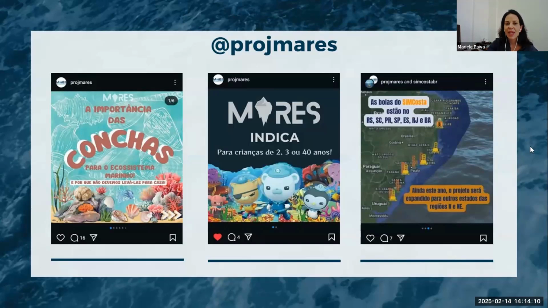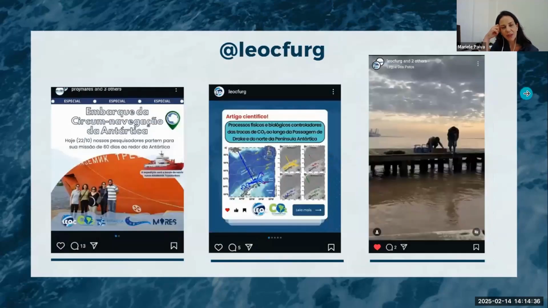We also indicate documentaries and films or even cartoons that somehow bring the discussion about the ocean. And we also collaborate with projects that somehow benefit society directly. And Leoki Furgi is mostly dedicated to science outreach. So we share things about scientific projects or scientific papers, and also about the routines of researchers.